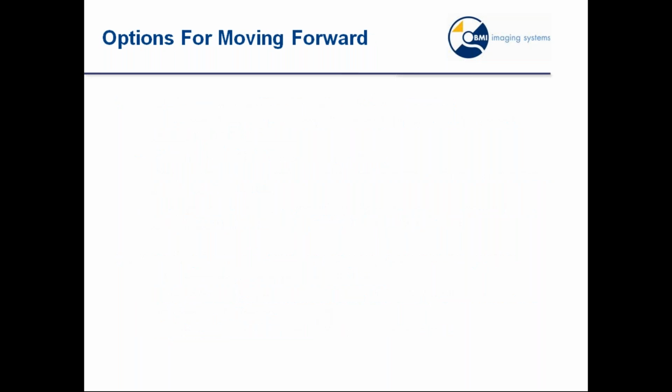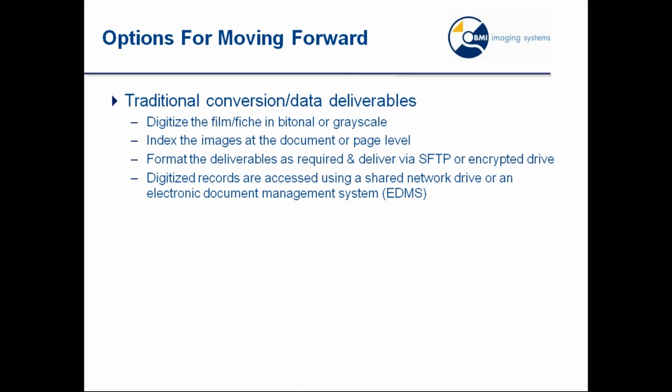Your options for moving forward. So I mentioned that there are a couple, from a high level, a couple of options. We refer to one of them as a traditional conversion with traditional data deliverables. That's a bit generic, I understand, but what it means is that in most cases we're digitizing the film or fiche in bitonal or grayscale, one or the other, depending upon the quality and the client's ability to manage the data. Grayscale scans are considerably larger in size than bitonal.